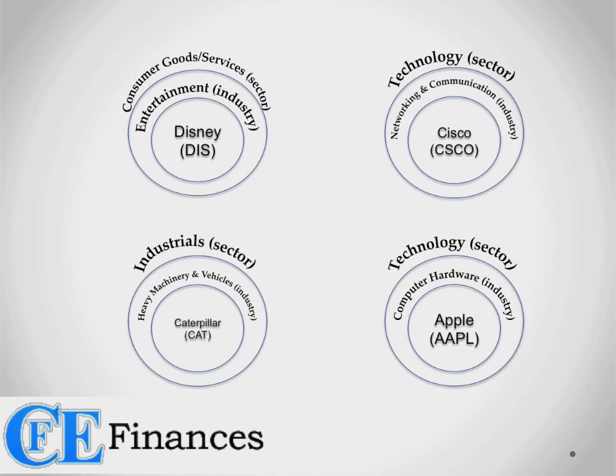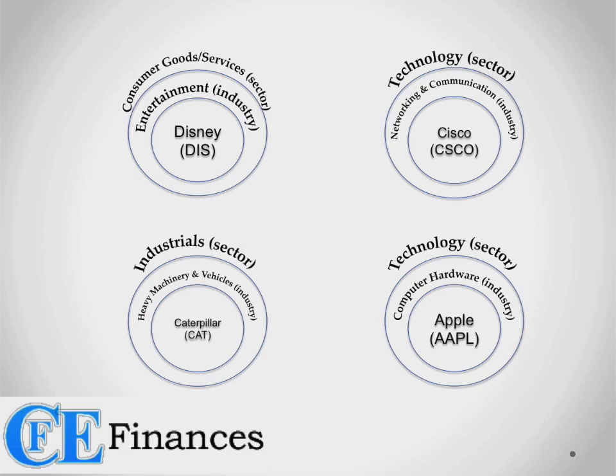So to round out this video, I wanted to give you a bird's eye view of how the stock market is structured based on what we just talked about. So here is 4 different stocks that are in different sectors and industries in a different combination to help you see how it works. So in the top left-hand corner, you have Disney, which is in the entertainment industry, which then falls under the bigger sector of consumer goods and services.